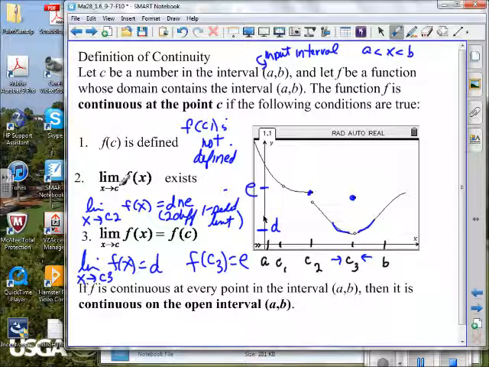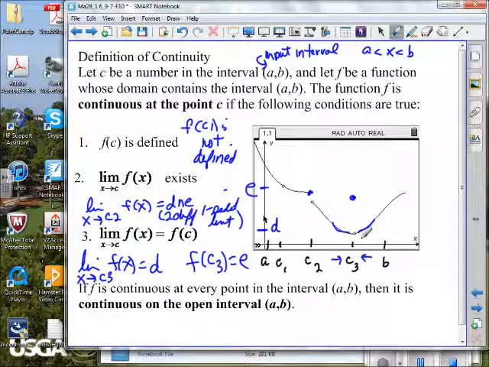Then we go to the second piece of the definition. Does the limit exist? Because we're going to this value of output on the less than C2 side, and this value of output on the greater than C2 side, we do not have a limit. So we are not continuous here.